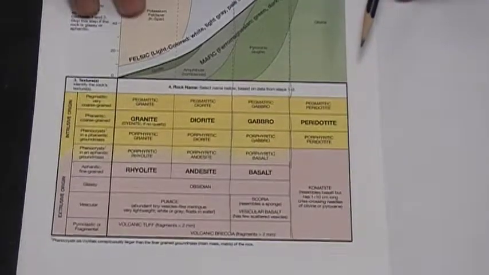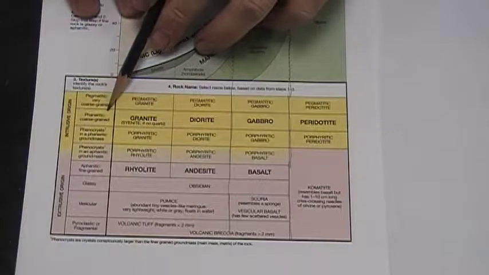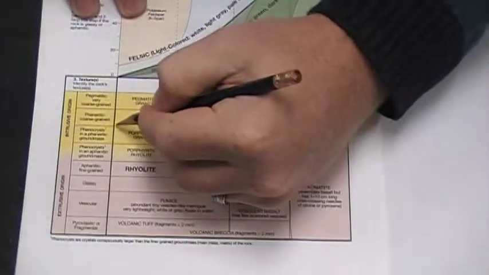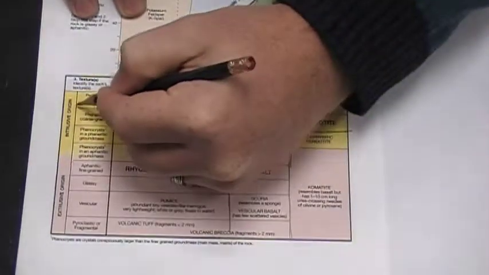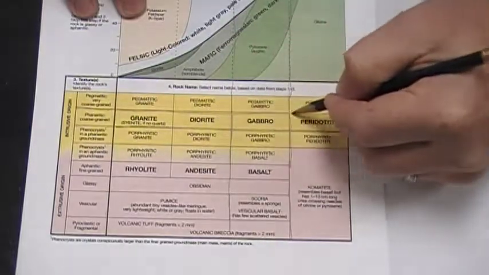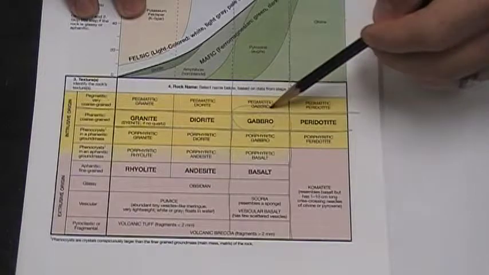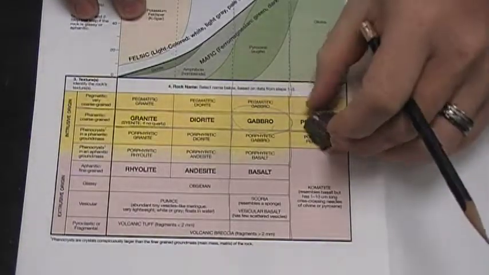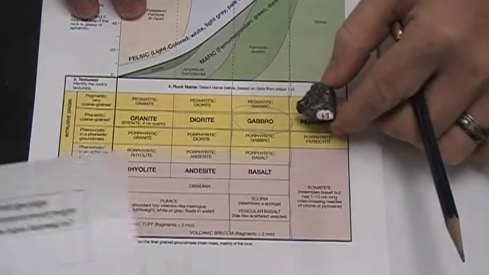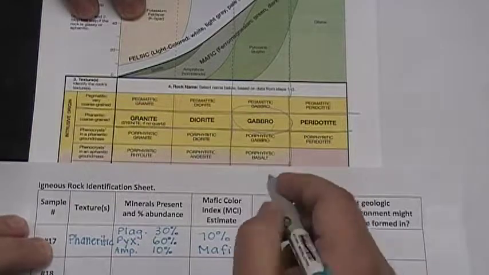Now, in order to automatically start getting rid of some of the categories, we agreed that this specimen was a phaneritic specimen. So, drawing through my phaneritic category, I realize that the only category that they overlap in is what we call a gabbro. This specimen, number 17 that we are identifying, is considered a gabbro. So we would simply fill in gabbro into our areas there.